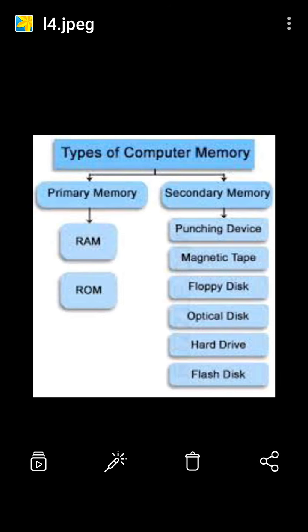Okay, what are the types of computer memory? Computer memory is classified into two types: primary memory and secondary memory. Primary memory is classified into two parts: RAM, random access memory, and ROM, read only memory. Secondary memory includes punching device, magnetic tape, floppy disk, optical disk, hard disk and flash disk. Primary memory is a temporary memory. Secondary memory is permanent memory. Permanent memory includes pen drives, CDs, and so on.